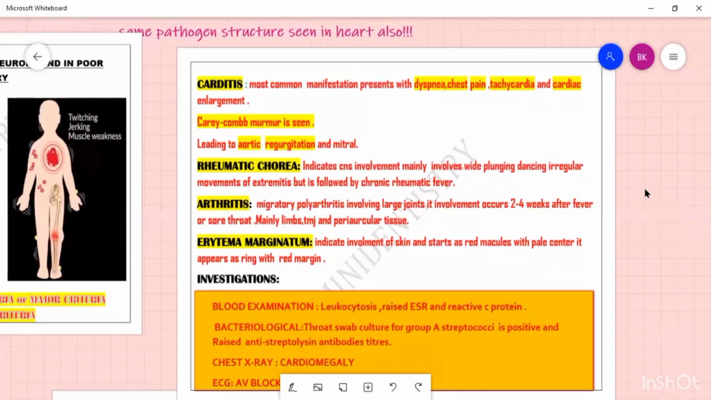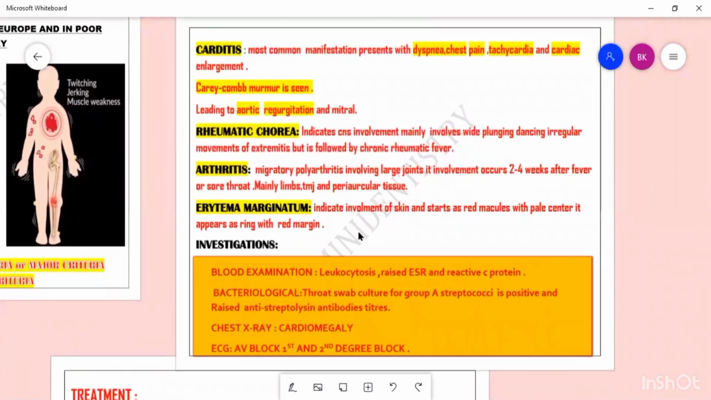Erythema marginatum indicates the involvement of skin. It starts as a red macule, so now you know it's a skin disorder. Arthritis involves your limbs, TMJ, and periarticular tissue along with your joints. So it is very important: rheumatic fever is going to lick your joints. That is very, very important, you should remember. Rheumatic chorea, CNS involvement; carditis, tachycardia and cardiac enlargement are seen.